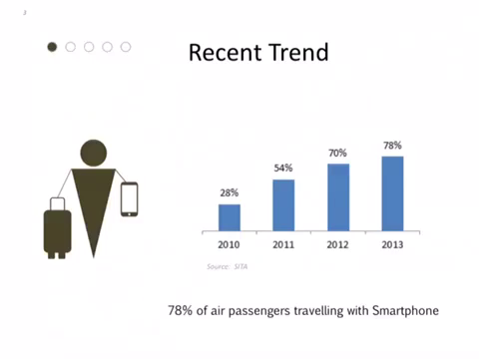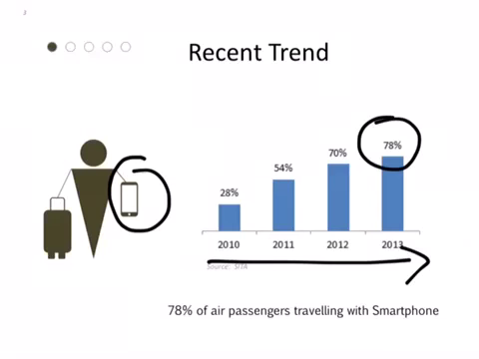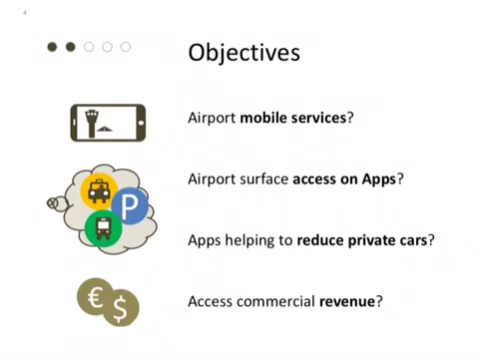At the same time, if we look outside, we can see a recent trend. In 2013, 78% of passengers traveled with a smartphone in their hands. And there has been a very quick growth in the following years, as you can see on the graph. So looking at those problems and those trends, the objectives we plan to tackle in this paper are the following.